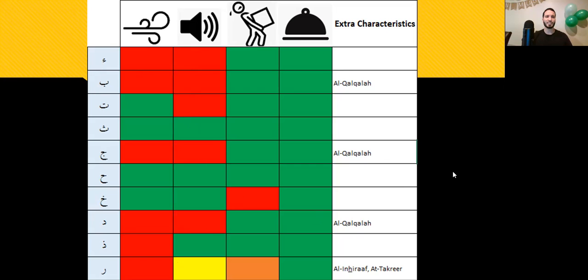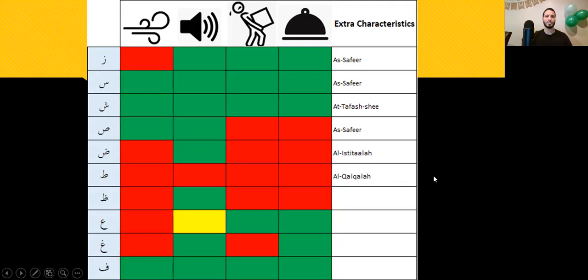If we jump to the next screen, we have 1 letter in the alphabet that is all red, and that is ta. Ta is the strongest letter. It has all characteristics red. It doesn't allow breath to keep going. It doesn't allow sound to keep going. It's heavy, and it covers the ceiling, and it has qalqala, which we are going to talk about today, inshallah.